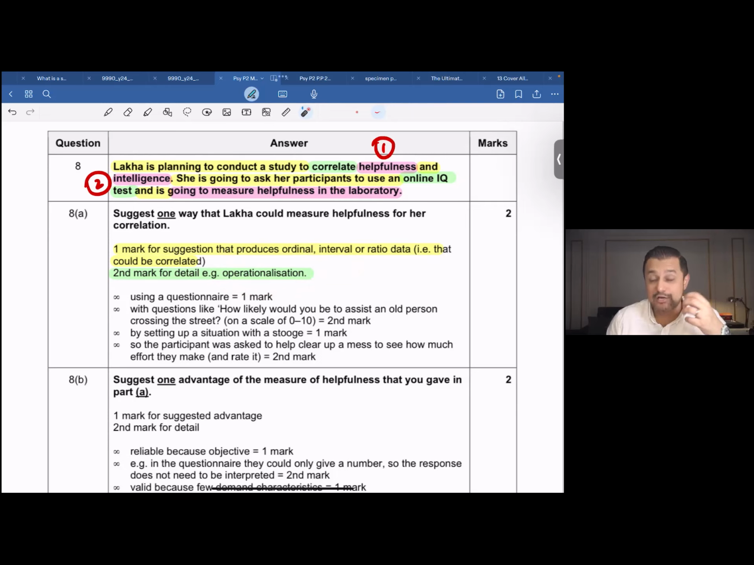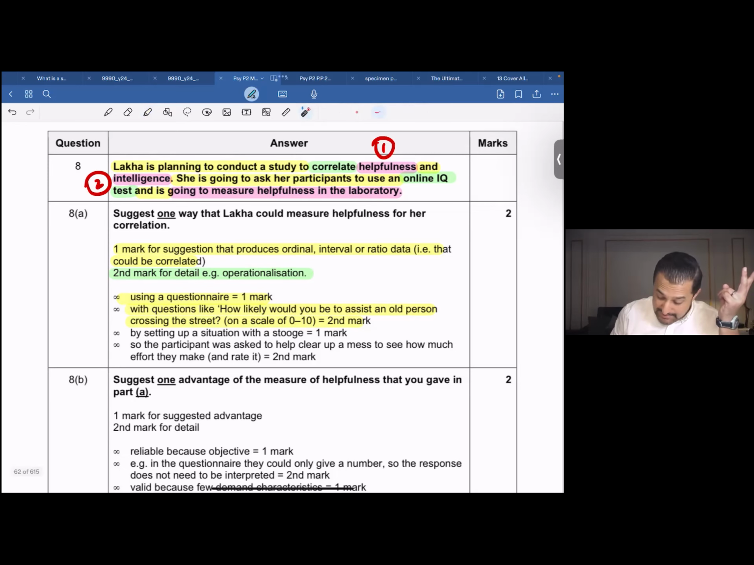Now, suggest a way or come up with a proposal that would help Lakha measure helpfulness for her correlational study. The correlation is between helpfulness and intelligence, right? So you could simply write, she could use a questionnaire. You get a single mark over here. How do you gain the second mark? By providing detail. You could say with questions like, how likely would you be to assist an old person crossing the street on a scale of 0 to 10? This is how you get the second mark.